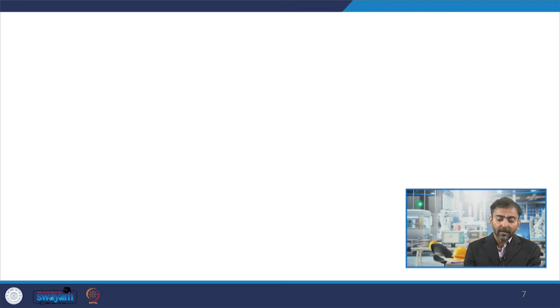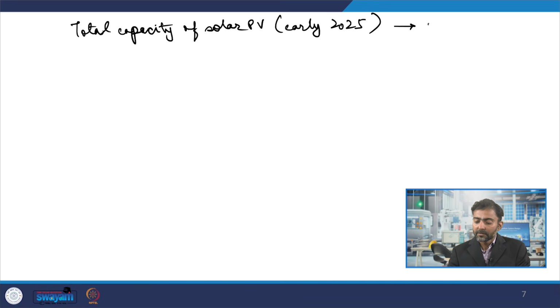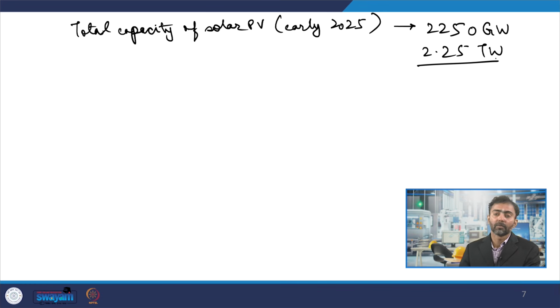So if you look at the current numbers, the total capacity of solar PV as of early 2025, 1 year back, because the global data takes time to come. So if you look at the total capacity of solar PV almost 1 year back from now, around early 2025, this was around 2250 gigawatt, roughly around 2.25 terawatt, which is very, very impressive at a global level.